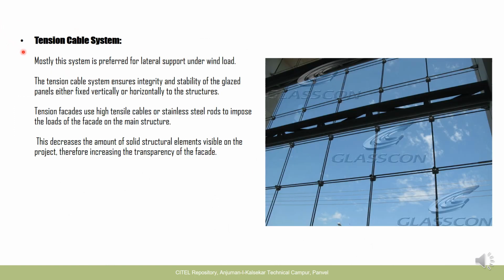Another typology of the glazing system is the tension cable system. This system is preferred for lateral support under wind load. At these junctions of glasses, there is this member or connector, and along with that, to further strengthen and provide support, there are these tension cables that you can see here. The advantage of using these cables is that it decreases the amount of solid structural elements. So it gives a very sleek appearance, and it helps to increase the transparency of the facade.